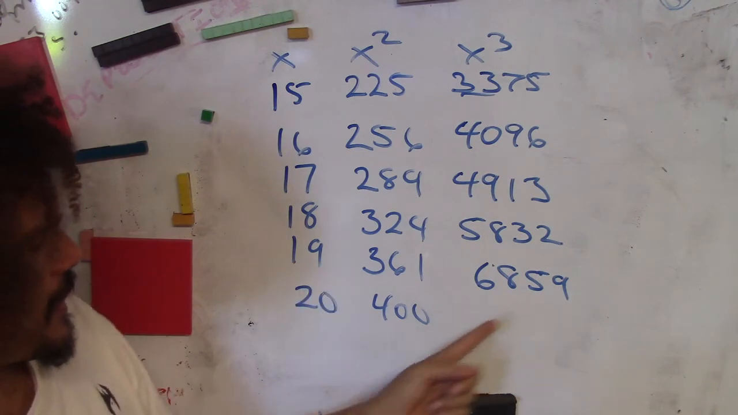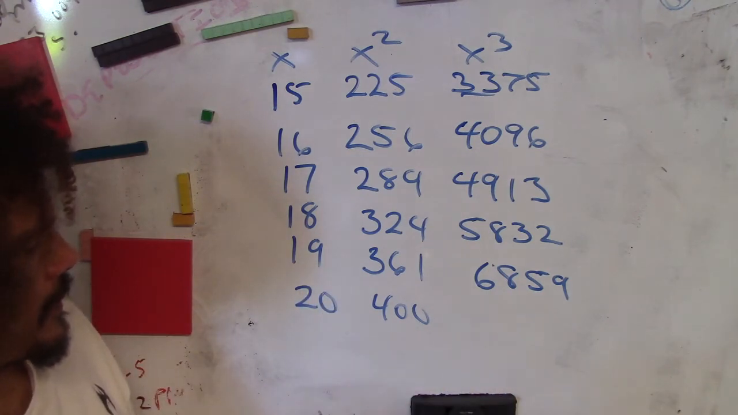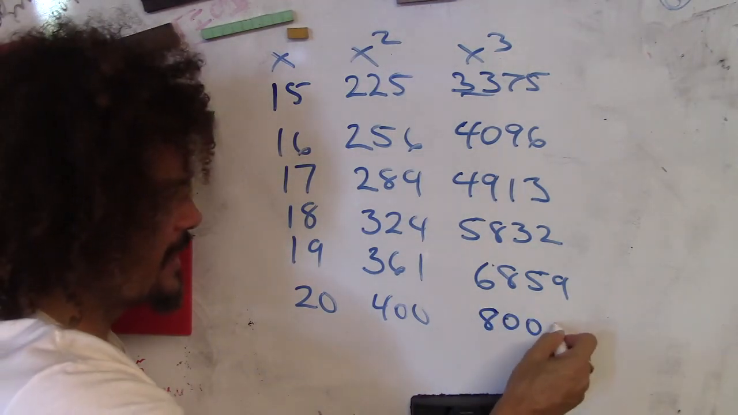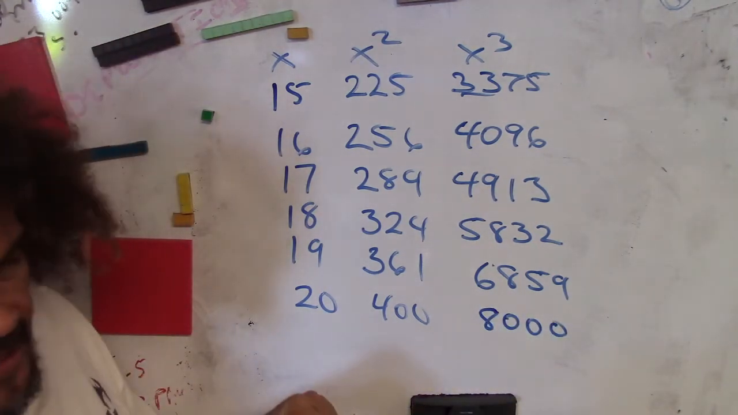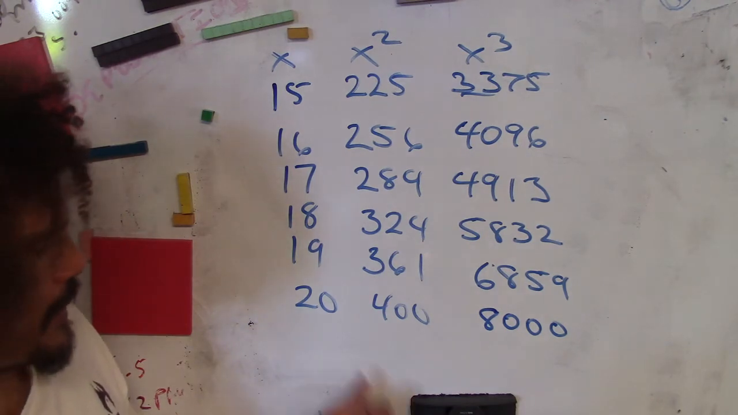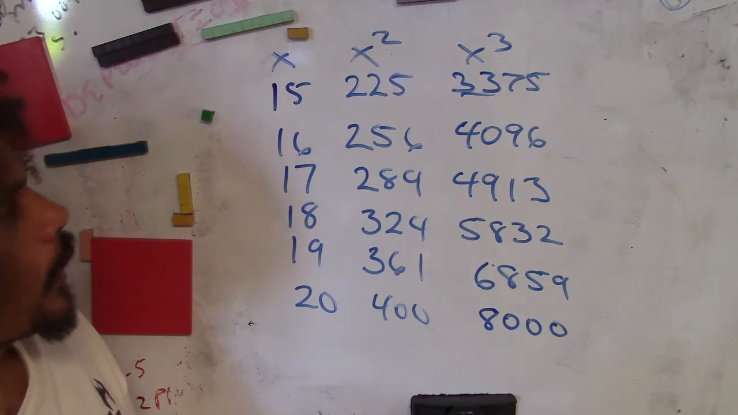All right, let's see here. And what's the last one? 8,000. Just a regular old 8,000. It turns out 8,000 is a cube number, just like 8 is a cube, right? 2 times 2 times 2. Well, obviously, we're just adding zeros. Okay, I like it.